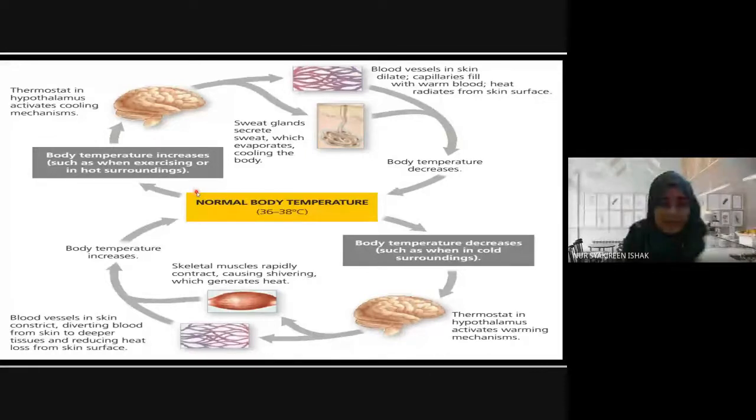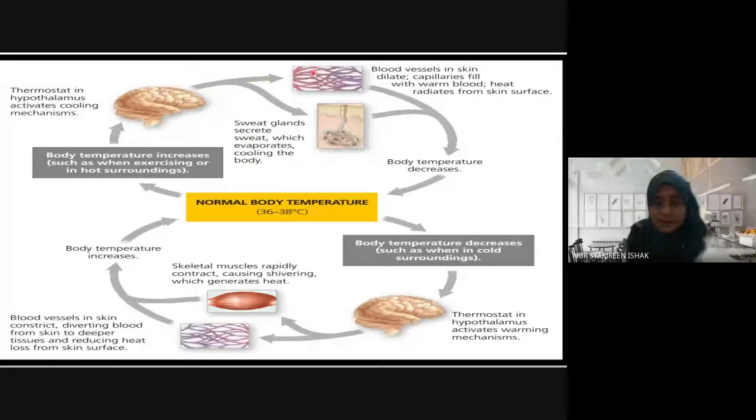Okay. So when body temperature increases, such as when exercising or in hot surroundings, this is detected by the thermostat in the hypothalamus. So the brain will send a corrective or cooling mechanism to the sweat gland. Okay, so this will cause the sweat gland to secrete sweat, and through the evaporation of sweat, it removes body heat. Okay, and also another instruction comes from the brain, from the hypothalamus.